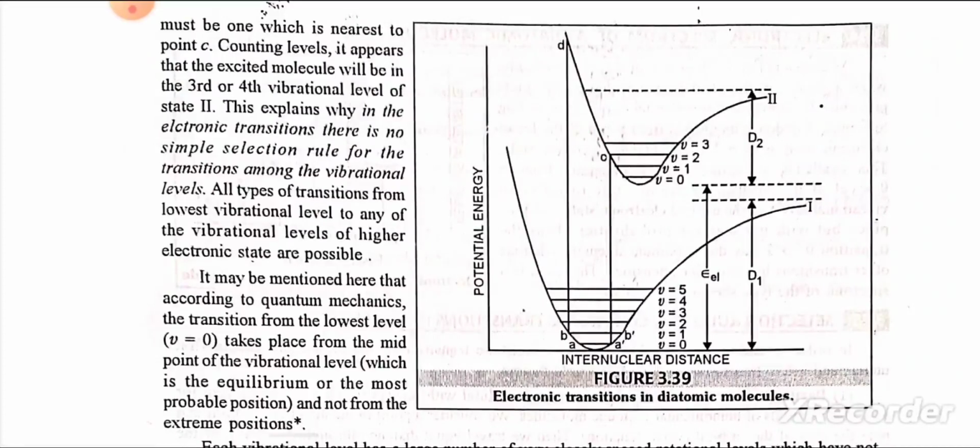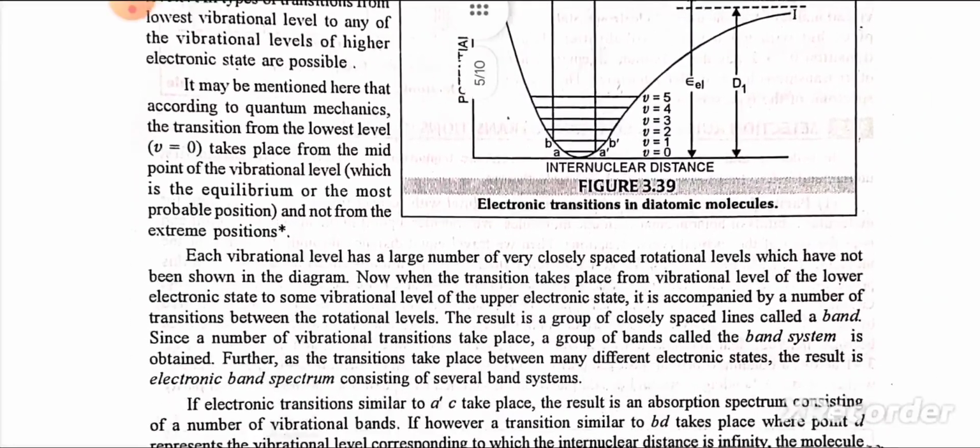Counting levels, it appears that the excited molecule will be in the third or fourth vibrational level of state 2. This explains why in the electronic transition there is no simple selection rule for the transition among the vibrational levels. All types of transition from the lowest vibrational level to any of the vibrational levels of the higher electronic state are possible. It may be mentioned here that according to quantum mechanics, the transition from the lowest energy level takes place from the midpoint of the vibrational level, which is the equilibrium or the most probable position, and not from the extreme positions.